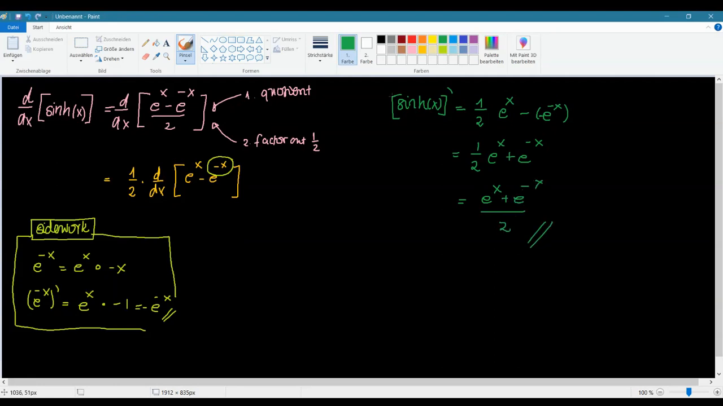Well, that's the derivative of sinh x. What's also interesting, however, and we're going to do this in the next video, is that that is cosh x. This is hyperbolic cosine x.